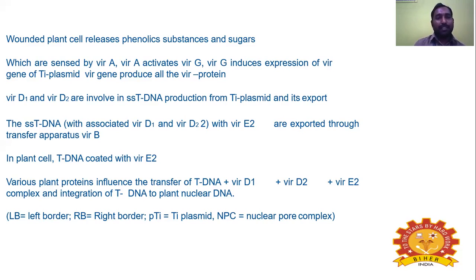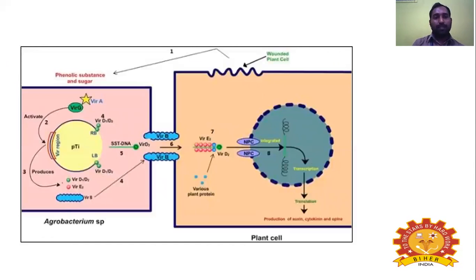So if you want to transfer any part of a gene, you will have this tDNA and the VirD1, VirD2, VirE2 complex. All of this will try to move into the plant cell, reach the nuclear membrane, and finally attach to the plant nuclear DNA molecules. And also you have the left border and right border, plasmids and the nuclear pore complex. These are the parts you will find in the genomic sequence.